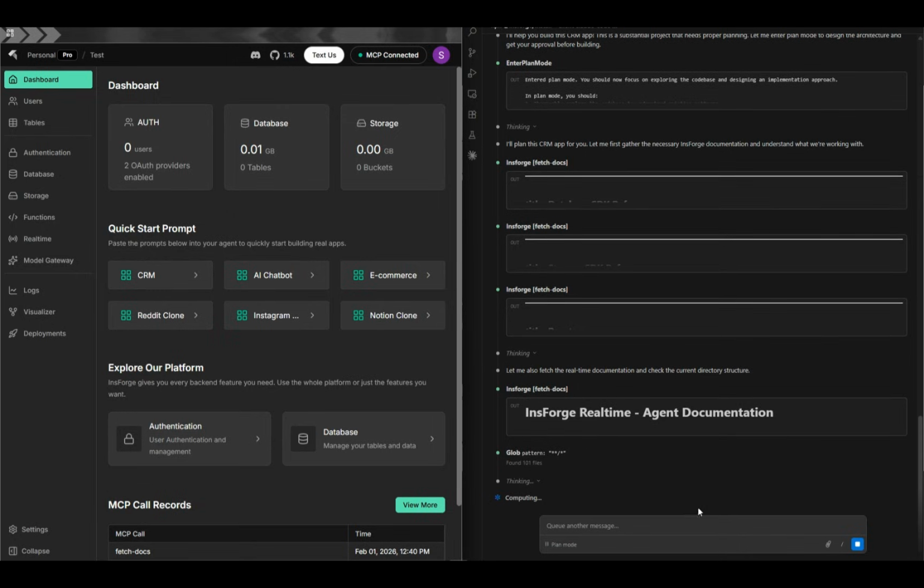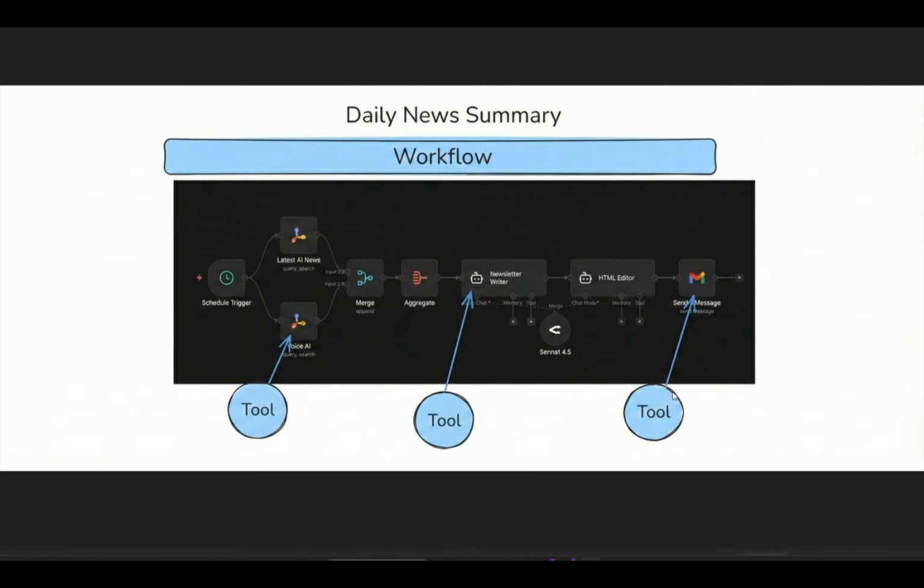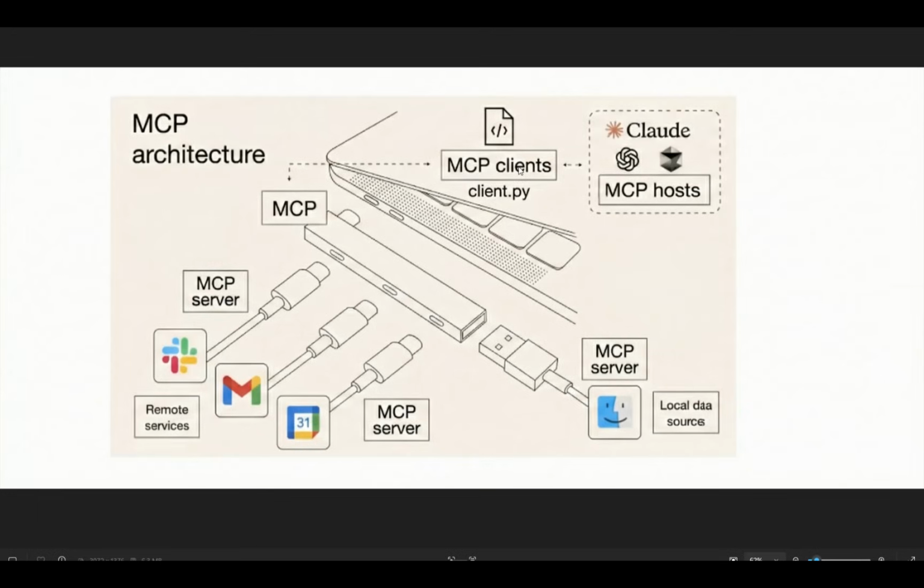So it's still building it. And let me just show you something really quick. So we have here the MCP architecture, okay? Think of MCP like a multi-USB tool. Okay, you have the calendar, Gmail, and Slack, and then you have local data sources. All of them have different plugs. As you can see, it's USB plugs.